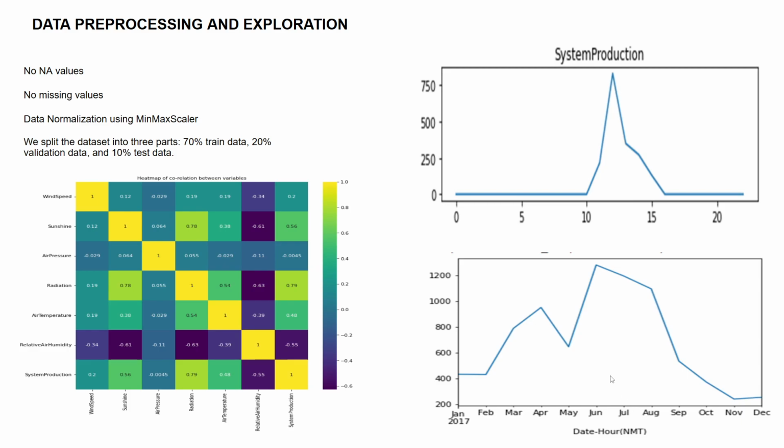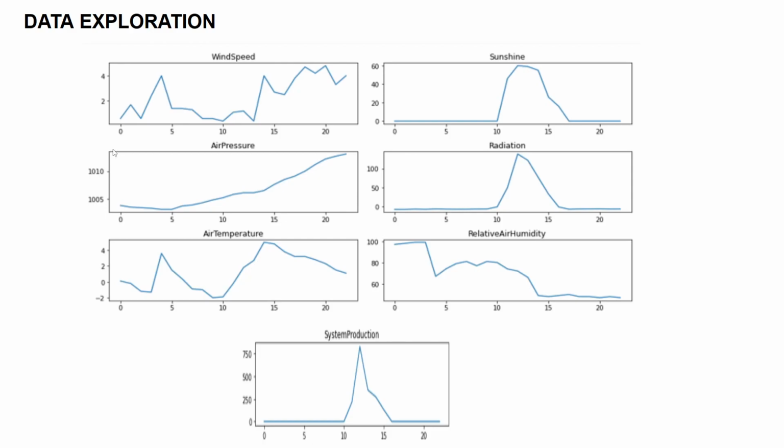We applied a min-max scaler normalization, and we also split our dataset into 70% train data, 20% validation data and 10% test data. These diagrams are the daily plots of all the variables, and we can observe that radiation, sunshine, and system production follow almost the same curve, which shows high correlation.